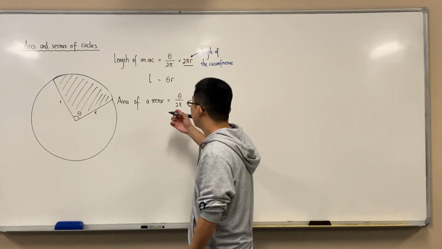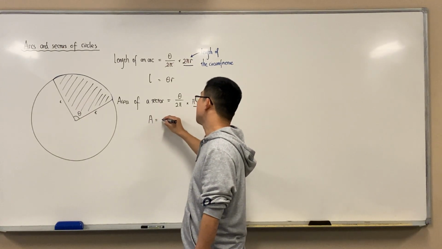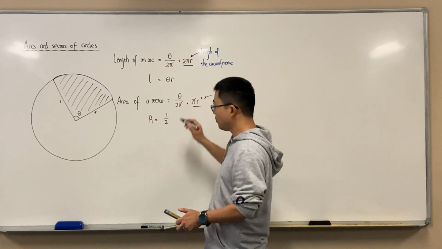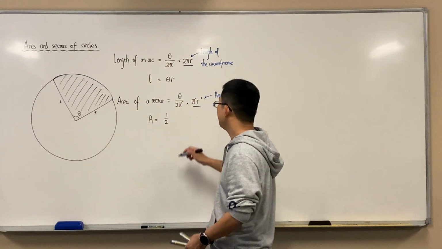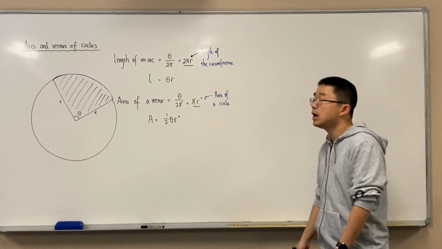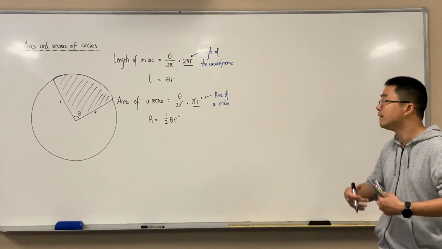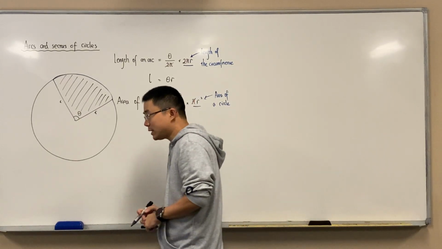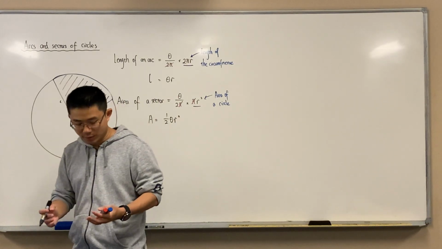So once we simplify this, the area of a sector is equal to half, and now you can cancel the pi and pi there. So that gives you half theta r squared. That's how we find the area of a sector. Right, so the last one is how do we find the area of a segment?